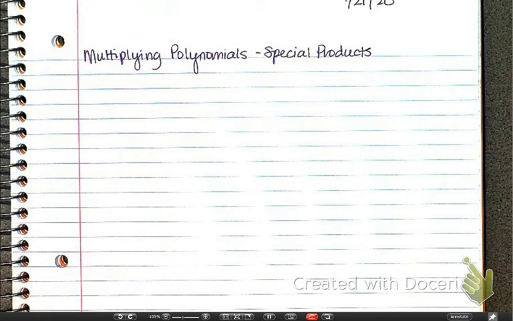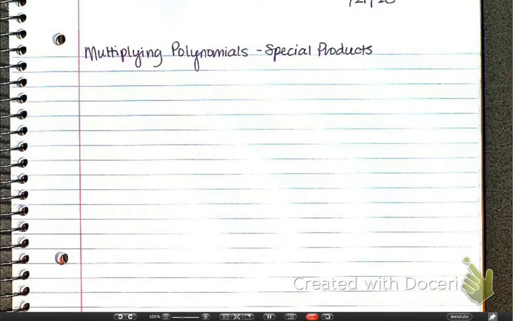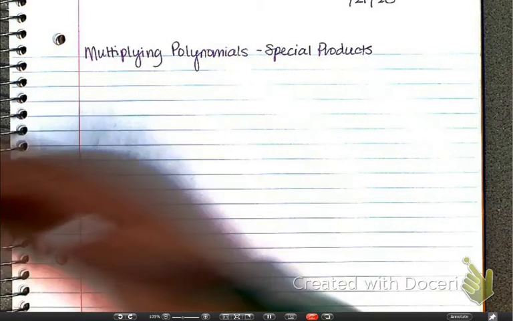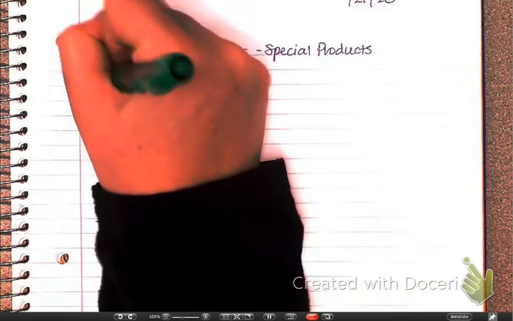So we're still going to be multiplying. We're going to multiply polynomials, except we're going to look at special ones. Now, if you want to learn the rules for special polynomials, you can do probably most of it in your head. If you don't want to learn the rules, you can still use the box method and you can still distribute. Okay?